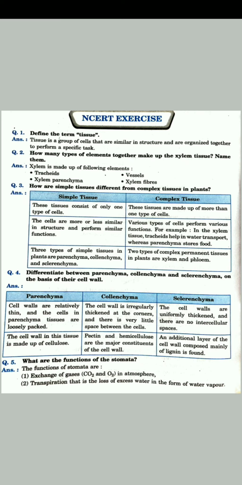Then, how are simple tissues different from complex tissues in plants? You have written the differences between simple permanent tissue and complex permanent tissue. So these differences are here. They are similar. Then there is the differentiation between parenchyma, collenchyma, and sclerenchyma, which is also there in detail. So there is no need to discuss it here. I think you all understand, but I am just telling you what the points are.